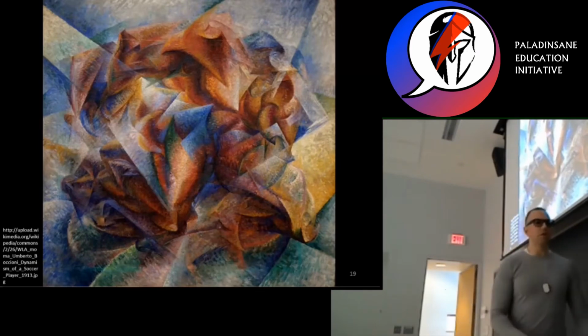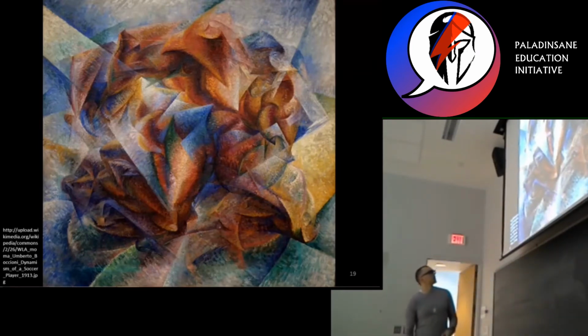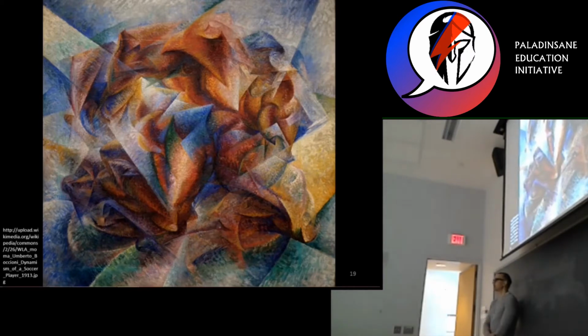So this image over here, let's see the title. Yeah, so does anybody know what they're looking at over here? Does anybody recognize it? You've seen it before. We actually saw it last class. All right. Yeah, I can't see it either. It's called Dynamism of a Soccer Player. So that's a soccer player.